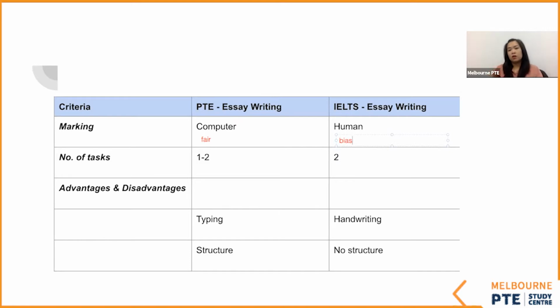And for your writing, like I mentioned, human marking is biased. So if you do your writing essay and the supervisor is not able to read your handwriting, they give you a low score for your writing. That's all. So I need you to understand that PTE is fair, okay? Because it is a program, it's computer marking, so there is nothing involving the human, okay?